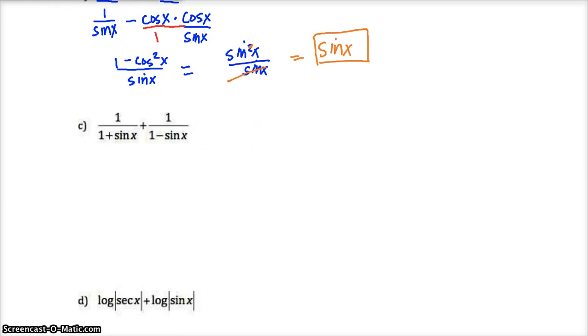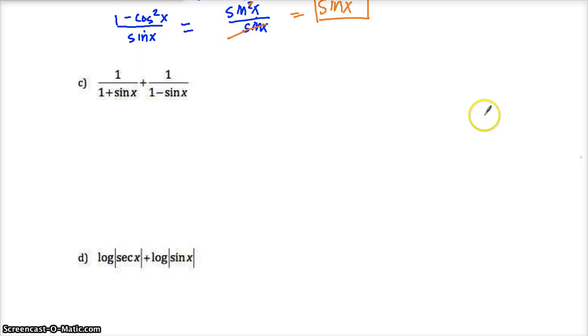Okay, next. If we have fractions and we have two different denominators, there's nothing else I can do here. So my strategy is to get a common denominator. So this first fraction, I'm going to multiply the numerator and denominator by 1 minus sine of x. My second fraction, I'm going to multiply the numerator and denominator by 1 plus sine of x. And then I'm going to see what happens.